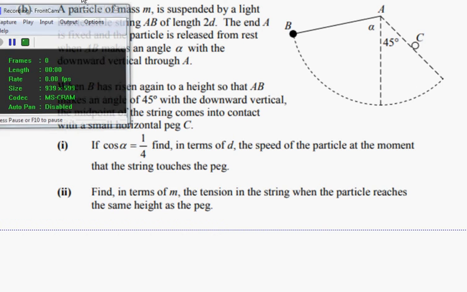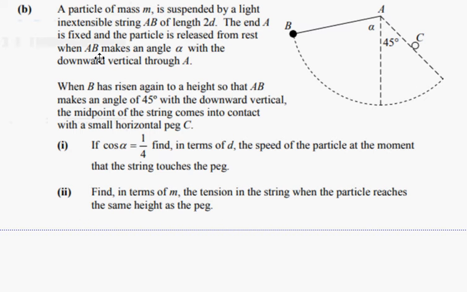Okay. We did some of them yesterday, so you look at the videos from yesterday, we did one or two of them there. Okay. A particle of mass m is suspended by a light inextensible string of length 2d. 2d, and down here is 2d.